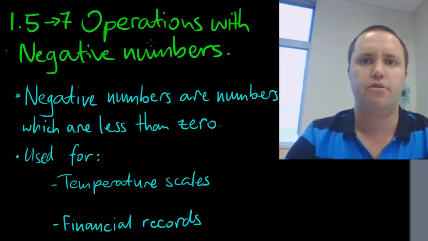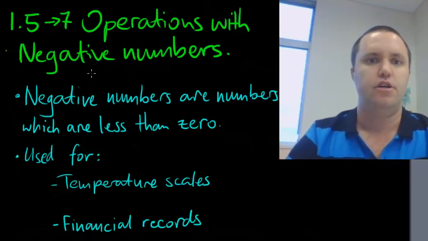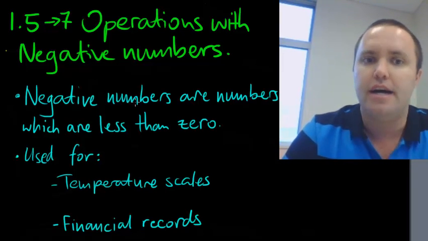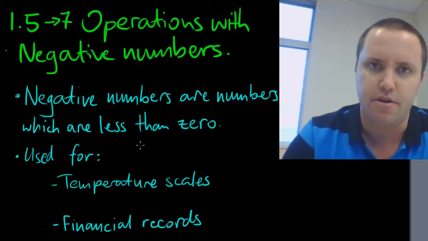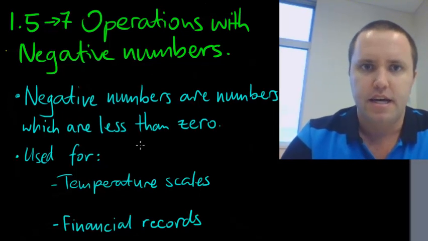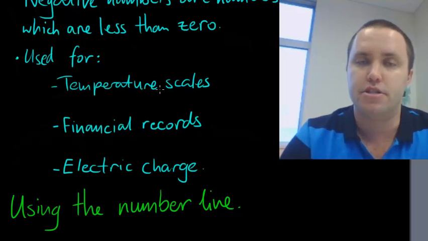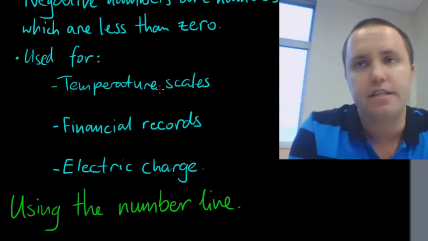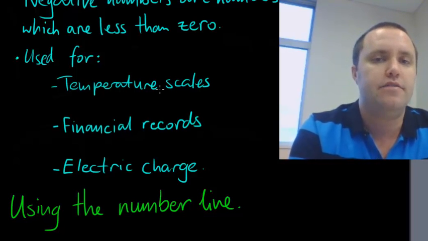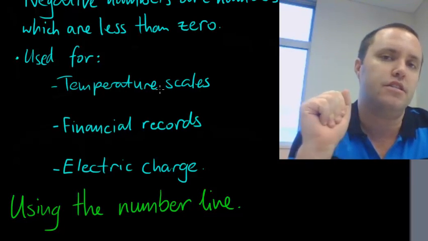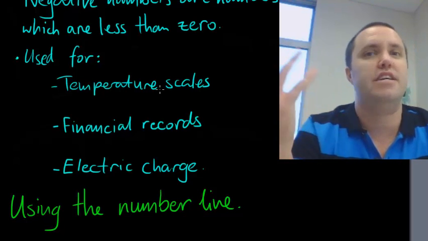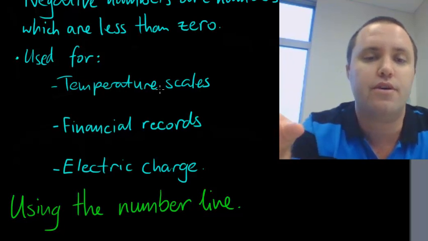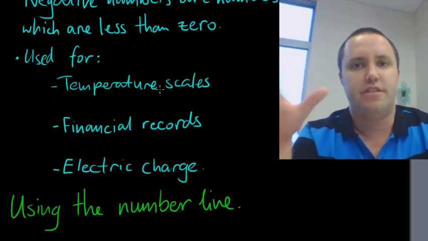Alright, so today we're going to be talking about operations with negative numbers. Surprisingly to most of you, I'm sure, negative numbers are numbers which are less than 0. We use them for a number of things, such as temperature scales. If we have, say, negative 5 degrees Celsius, that's quite cold. Negative 20 degrees Celsius, quite cold. Negative 273 degrees Celsius is getting close to something that we call absolute zero of temperature.